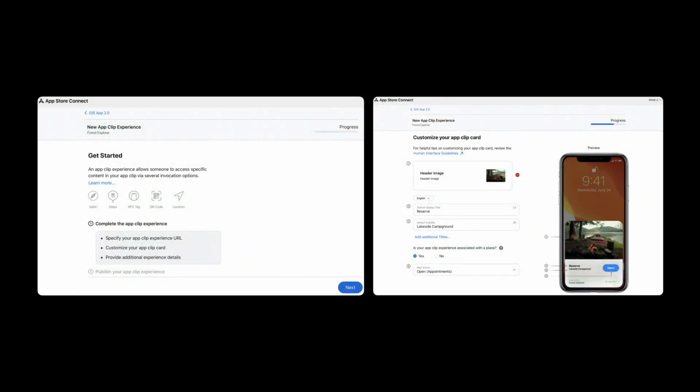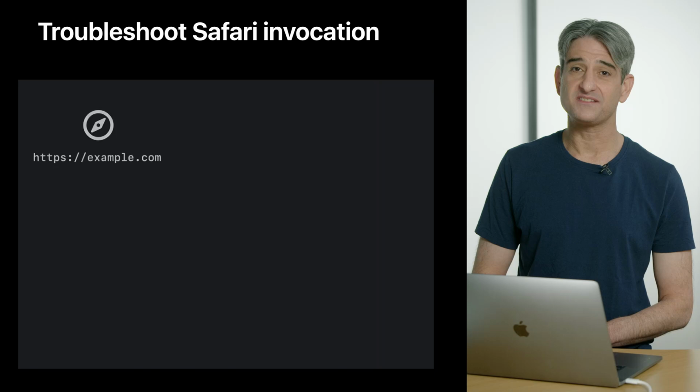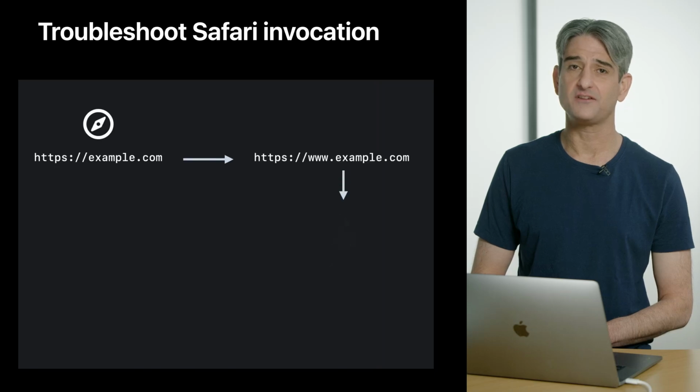Many times the reason this occurs is because an advanced experience has not been created for the URL encoded in your physical codes. Even if your QR code URL is the same as your website URL and your experience displays perfectly in Safari, it's still necessary to create an advanced experience in App Store Connect to power your physical codes. Remember this slide from when we were troubleshooting Safari invocation?